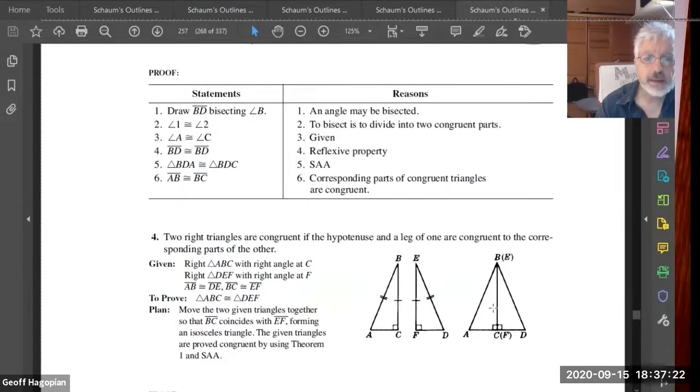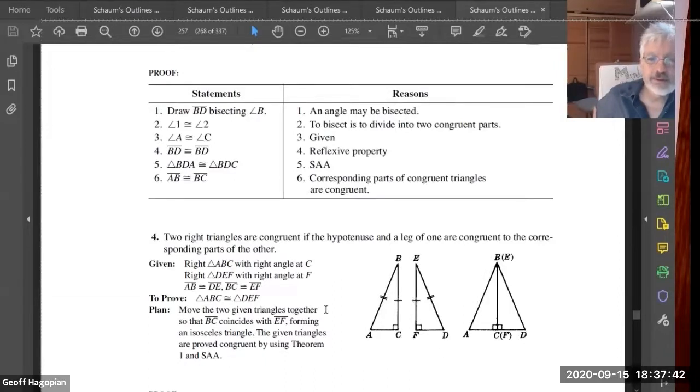So how about hypotenuse leg? That's this one here. 2 right triangles are congruent if the hypotenuse and leg of one are congruent to the corresponding parts of the other. Yeah. Oh, this is pretty clever.